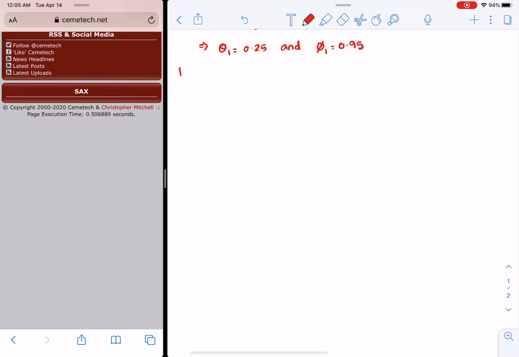So we want to find the first four pi and psi weights of the model. So let's start with the pi weights. So we know that pi 0 is 1 and pi 1 is simply theta 1 minus phi 1. So that is just the standard derivation that we have.